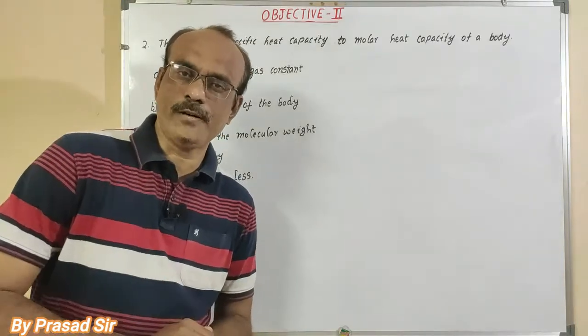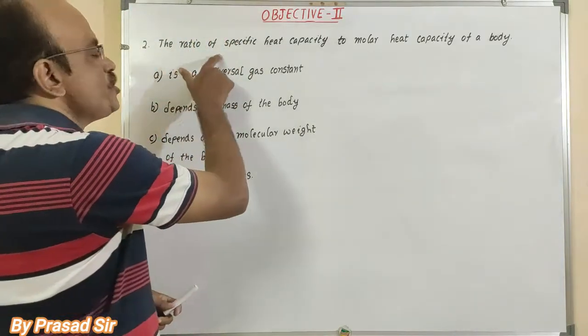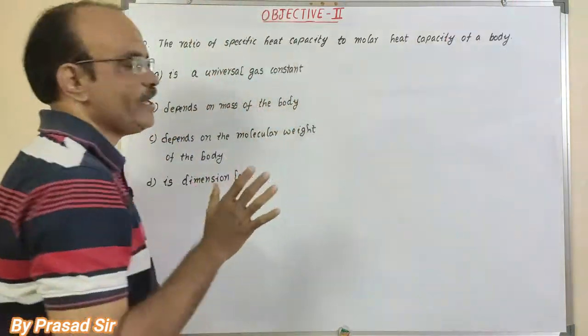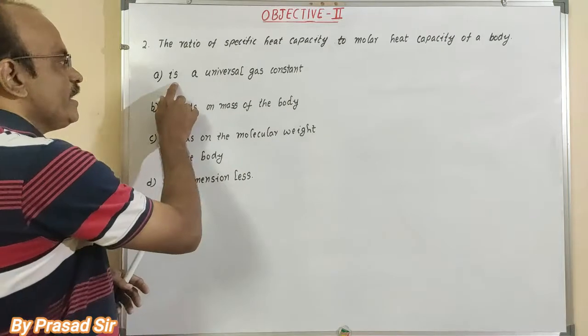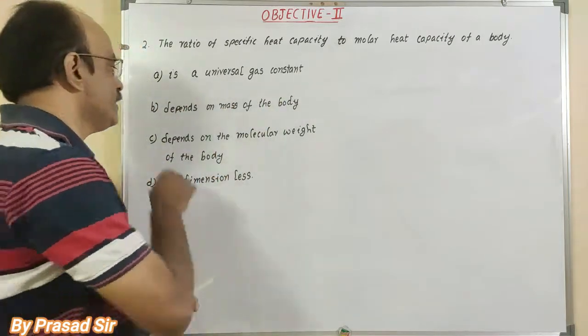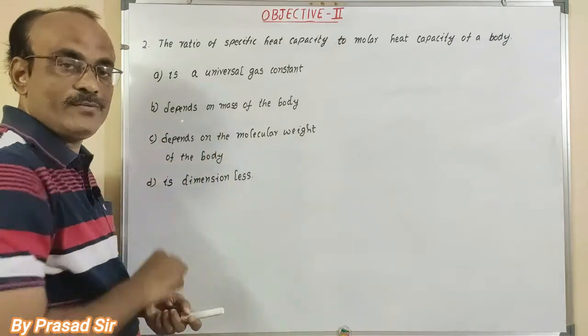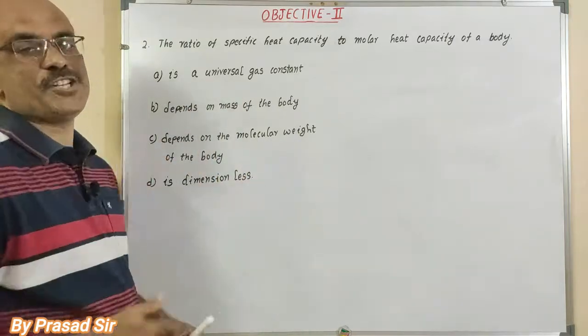Here, question number 2. The ratio of specific heat capacity to molar heat capacity of a body: option A, is a universal gas constant; B, depends on the mass of the body; C, depends on the molecular weight of the body; and D, is dimensionless.